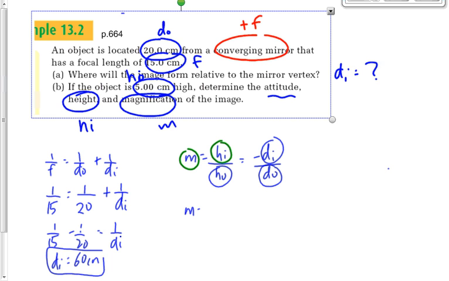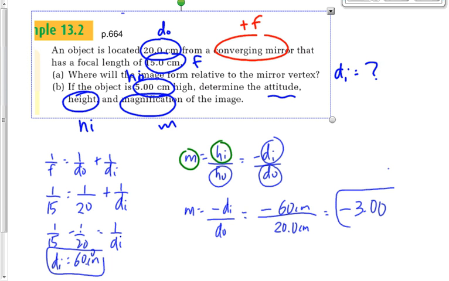M is equal to negative DI over DO. Don't forget that negative, okay? It's important to keep the signs correct here. We get negative 60 centimeters over DO, which was 20 centimeters. That should actually have been 60.0, right? This gives me a magnification of negative 3.00.